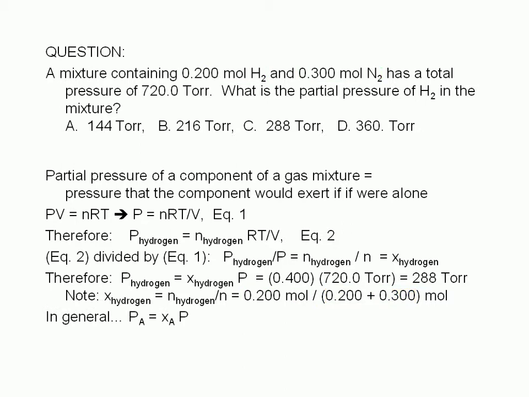In general, the partial pressure of any component of a mixture is equal to its mole fraction times the total pressure. In the equation shown here, P sub A is the partial pressure of component A. X sub A is the mole fraction of component A. And P is the total pressure.